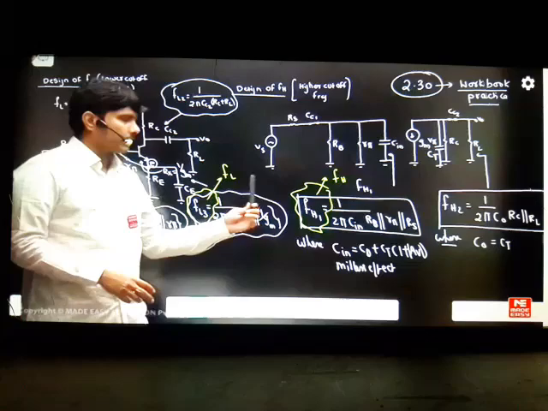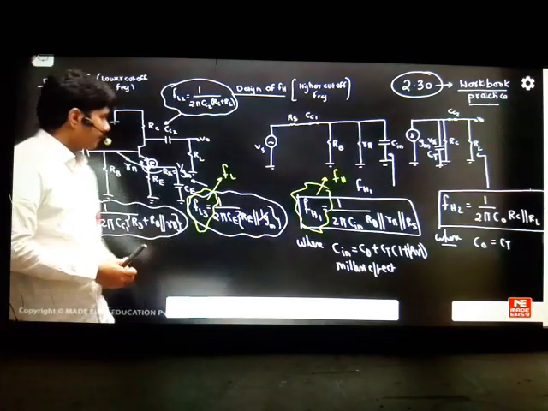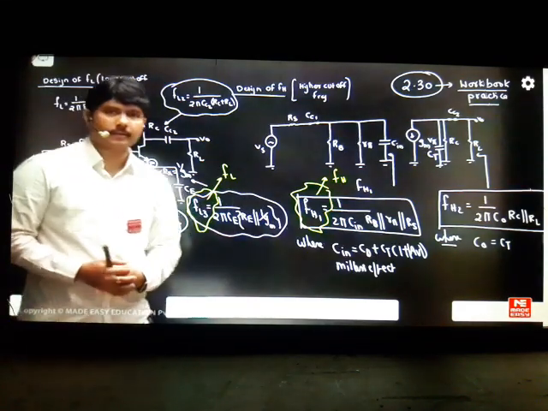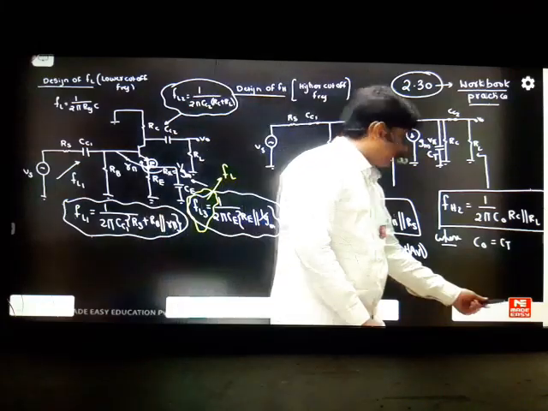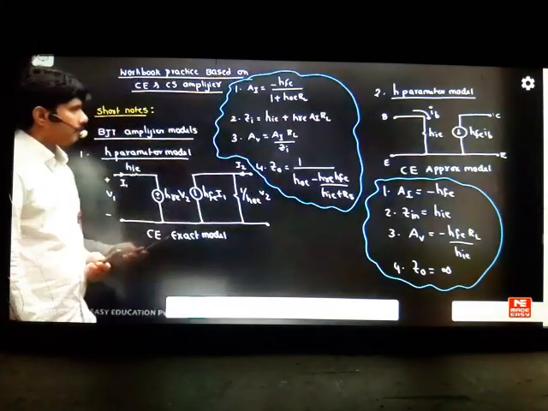So FH1, FH2, we are considering the input frequency, the input time constant here. Here we are considering C. These are your FL and FH. Please note it. So this is about your first slide, which we completed.